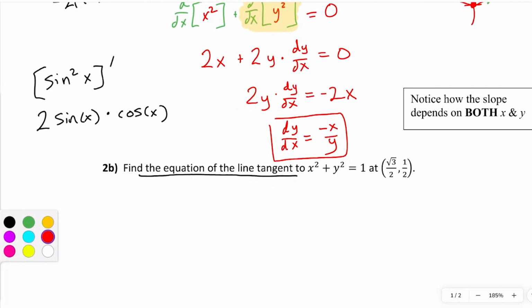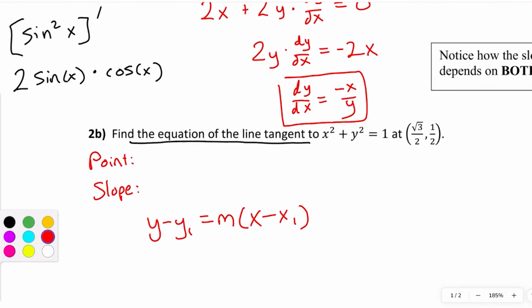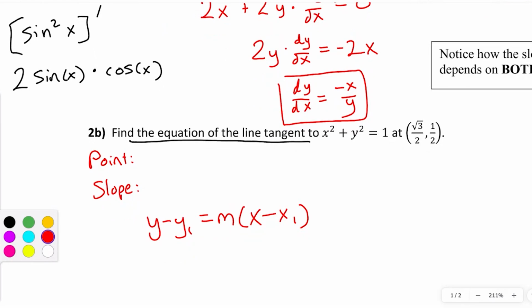Yeah. Okay, so we need to find the point, right? A slope. And we're going to write this equation in y minus y1 equals m times x minus x1 form. So for this problem, what's the point that they're asking us to find the equation of the line tangent to? Root 3 over 2, 1/2, right? It's given. Now, usually, in all the problems before this, except for that one point of inflection problem, they all gave us what x was, right?